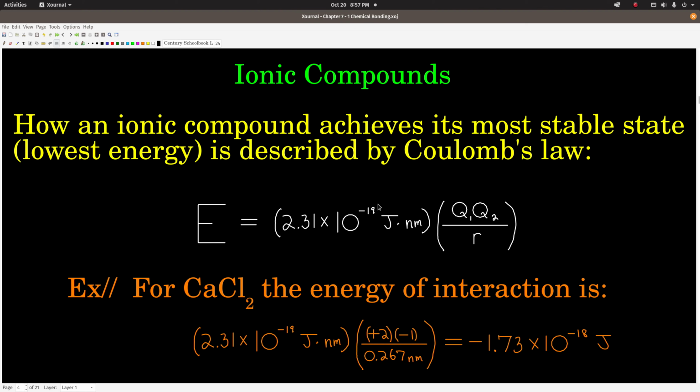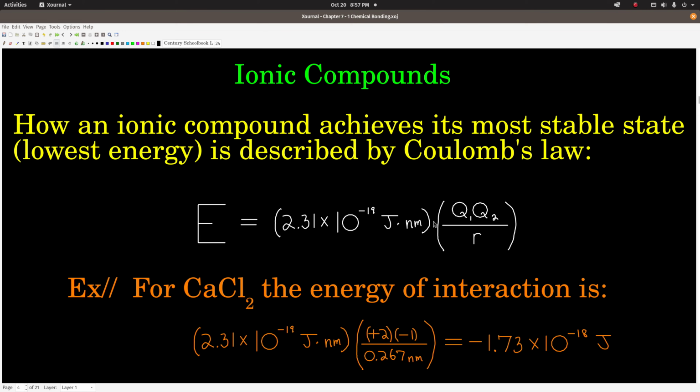So ionic compounds consist of ions, a cation and an anion. We know this from the nomenclature. And the reason that ionic compounds form and what holds them together is that they're trying to get to their lowest energy, the most stable state. And you can describe this using what's called Coulomb's law. Coulomb's law says that the energy of interaction, E, between any 2 charged particles is equal to this number, and the units are joule-nanometers, times the charge on the first particle, Q1, times the charge on the second particle, Q2, divided by the distance between the 2 particles.